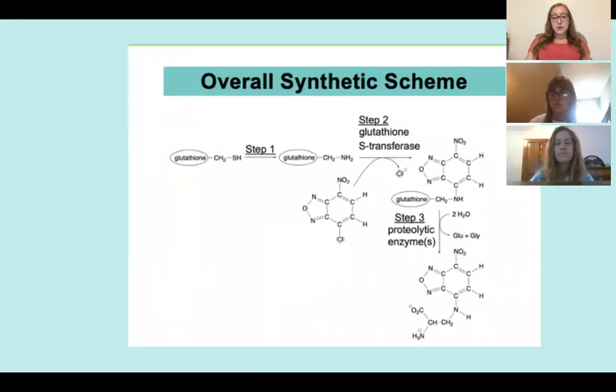So here's the overall synthetic scheme for our project. In the first step, we're going to be converting the thiol into an amine. Then in the second step, we will use glutathione S-transferase to perform a nucleophilic aromatic substitution reaction, in which we're going to be removing chloride ion from that molecule and replacing it with our glutathione molecule. And then in the third step, we'll be removing the two side chains from glutathione.